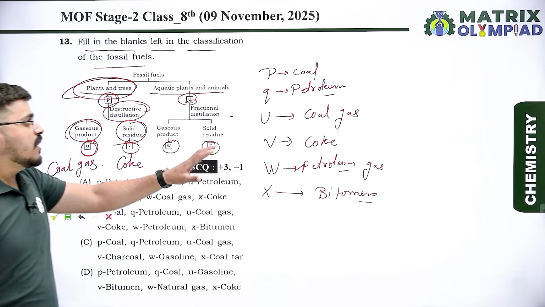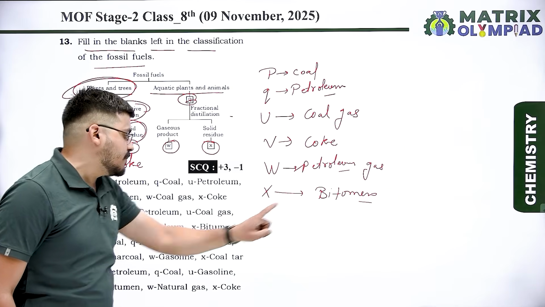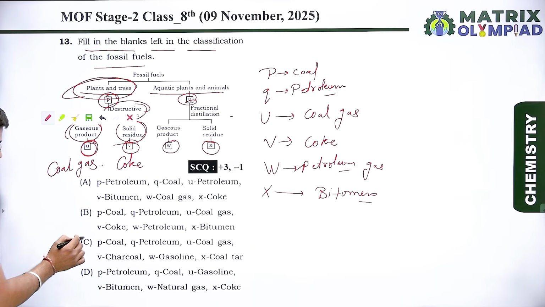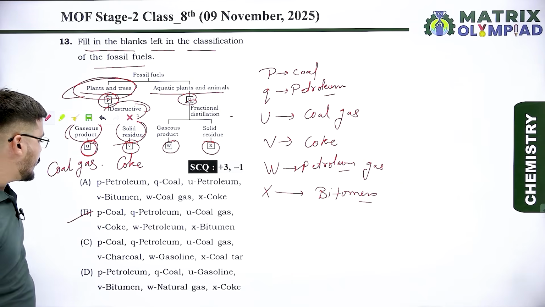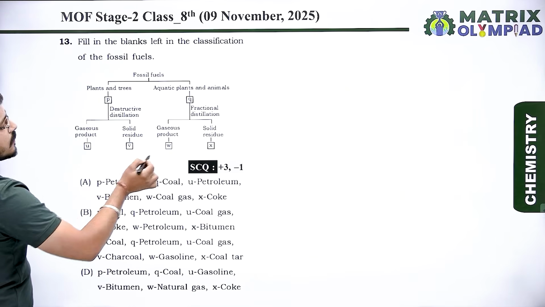So which option will be correct? Coal, petroleum, coal gas, coke, petroleum gas, bitumen. So here we can see in the options, option number B: coal, petroleum, coal gas, coke, petroleum gas, and bitumen. Option number B is correct. So let's move to the next question.